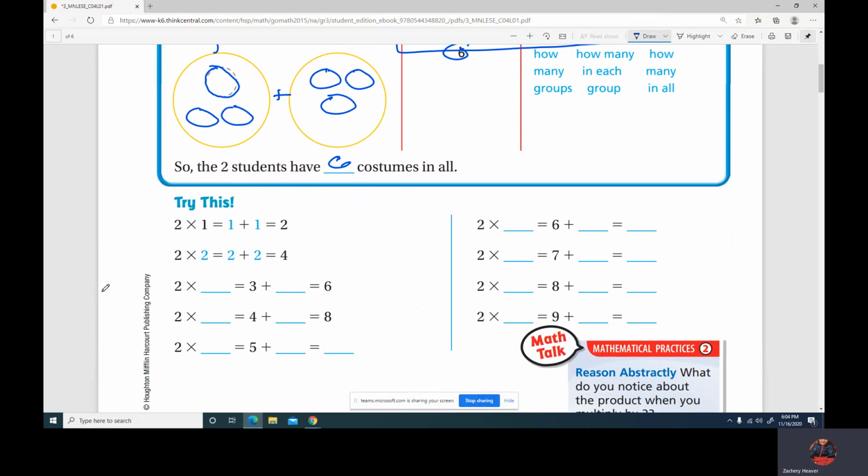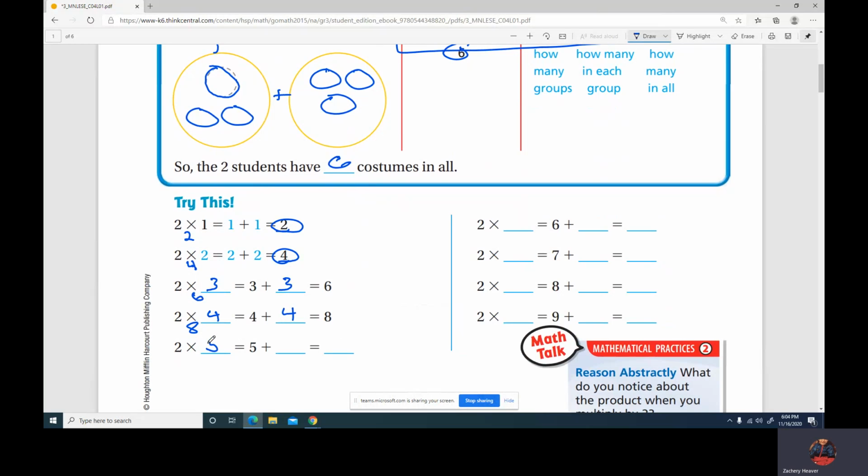I like this exercise. They have 2 times 1, which equals 2, is the same as 1 plus 1, which equals 2. 2 times 2, which equals 4, is the same as 2 plus 2, which equals 4. 3 times 2, which equals 6, is the same as 3 plus 3, which equals 6. 2 times 4, which equals 8, is the same as 4 plus 4, which equals 8.